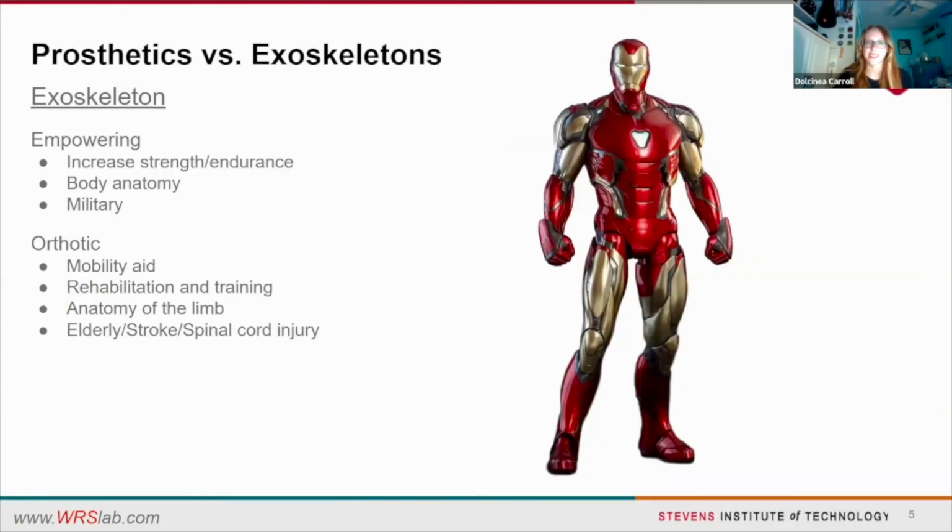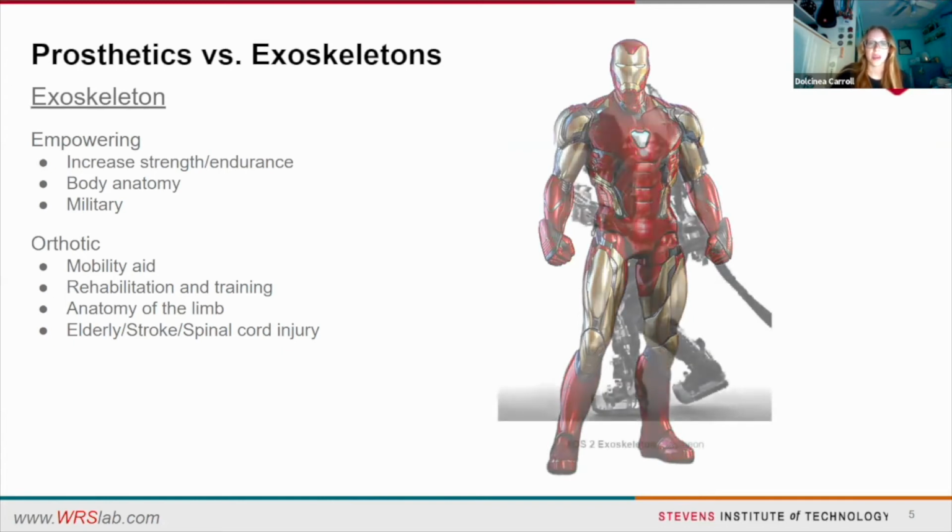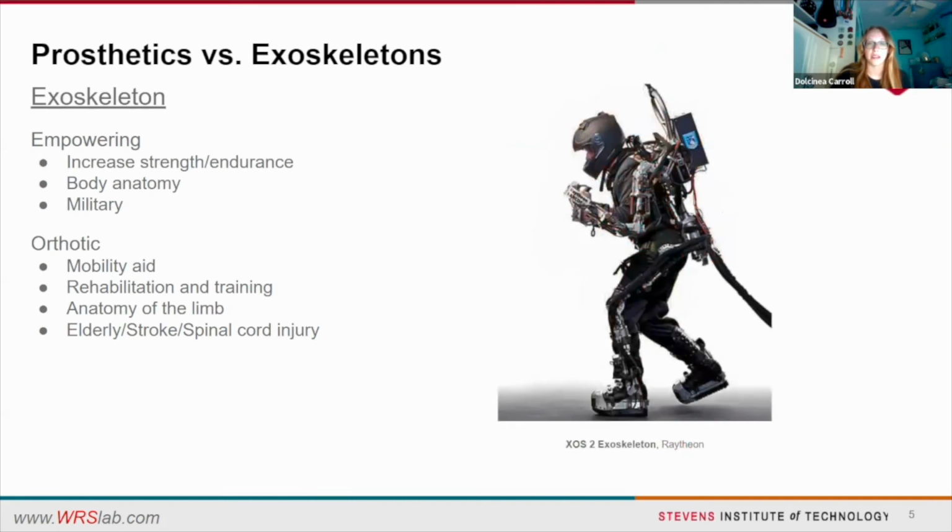When you think of exoskeletons, you may think of a superhero you know and love, Iron Man. A more realistic example is the Raytheon XOS-2 exoskeleton. It has been called the real Iron Man suit because of how it can enhance the wearer's strength and endurance, reminiscent of Tony Stark's suit.